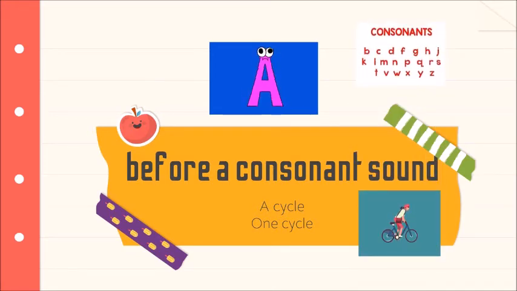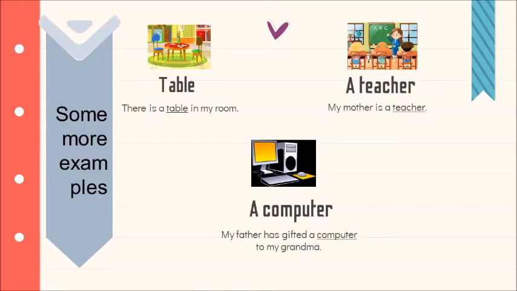Here are the consonants that we will come across. Some examples here are table, which starts with a T sound. There is a table in my room. Teacher. My mother is a teacher. Computer. My father has gifted a computer to my grandma.